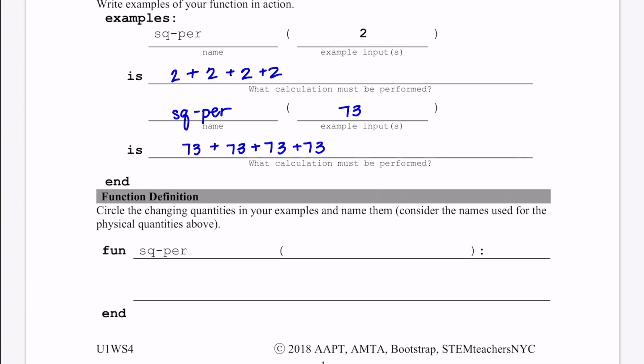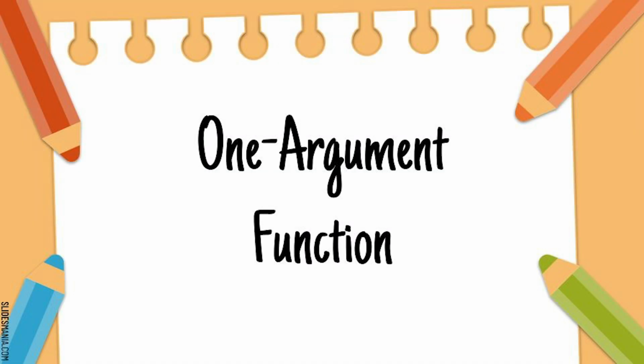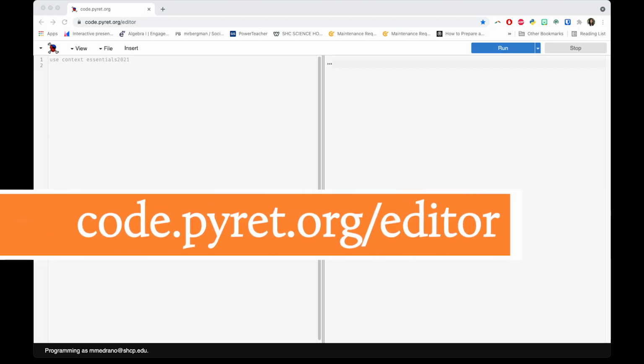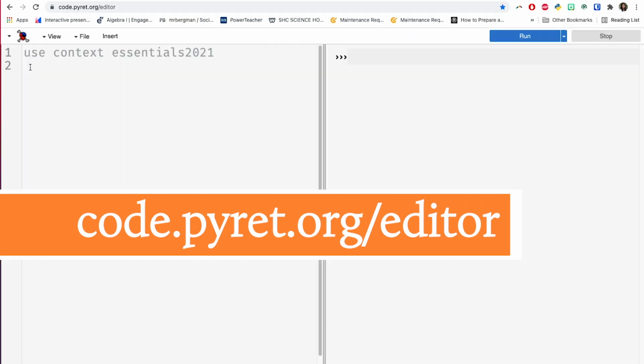All right, so now my input, I will call my input L, capital L for side length. And I'm just going to tell Pyret, whatever number is in here, go ahead and add it 4 times. L plus L plus L plus L. So that's the one argument function. Let's go ahead and open up Pyret.